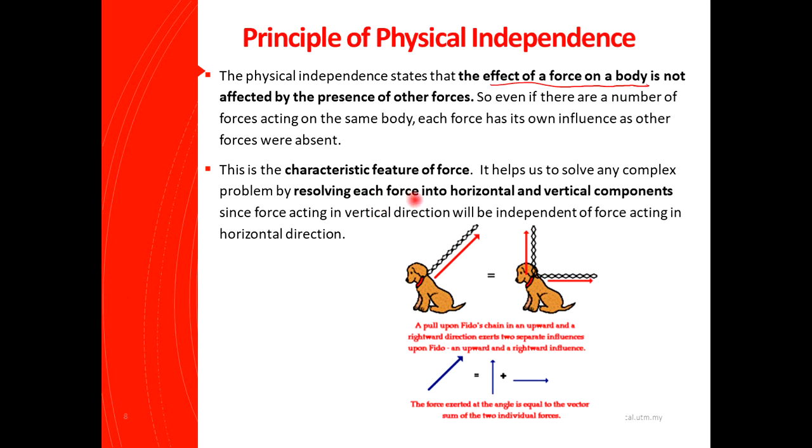So for the principle of physical independence, for example here, a dog pulls a door chain. The dog pulls upward with a rightward direction, and it can exert two separate influences on the feeder, upward and rightward. So this is the resultant force. It is equal to the sum of the two individual forces Fx and Fy. So this is the principle of physical independence.